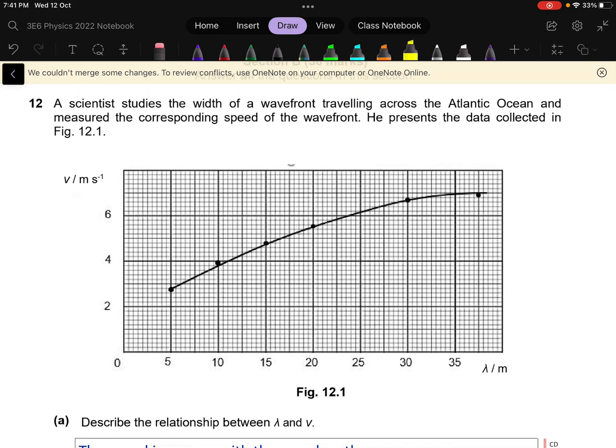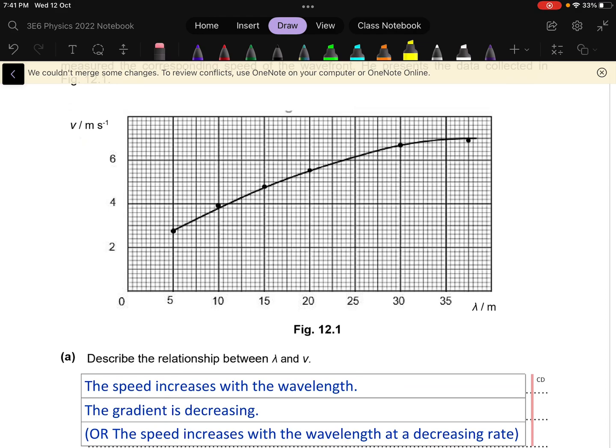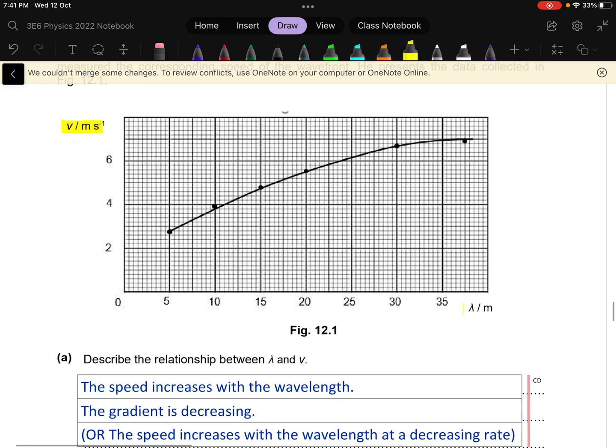Okay, so section B is about data-based questions. Most of the questions are actually from the data, not much on the content. There will also be one suggest question in this exam. So let's take a look. First we ask you about the relationship between velocity and the wavelength, looking at this graph.